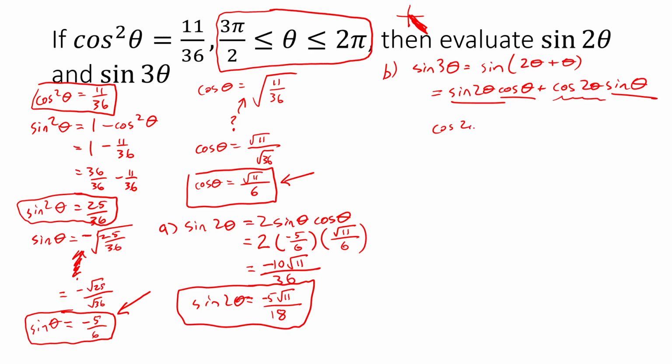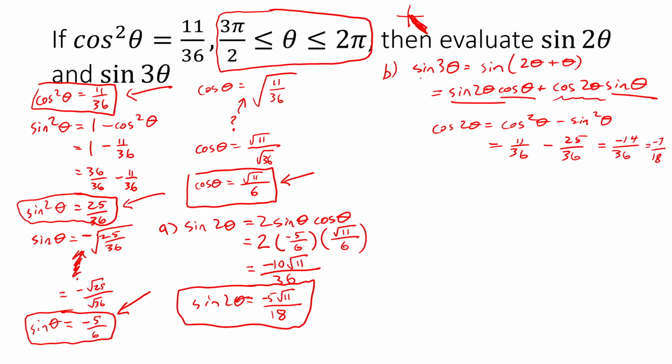However, we know that the cos of 2 theta equals cos squared theta minus sine squared theta. Now, look in one of the boxes, we have that cos squared theta is equal to 11 over 36. And we have that sine squared theta is equal to 25 over 36. So subtracting those, we get negative 14 over 36, which is negative 7 over 18.